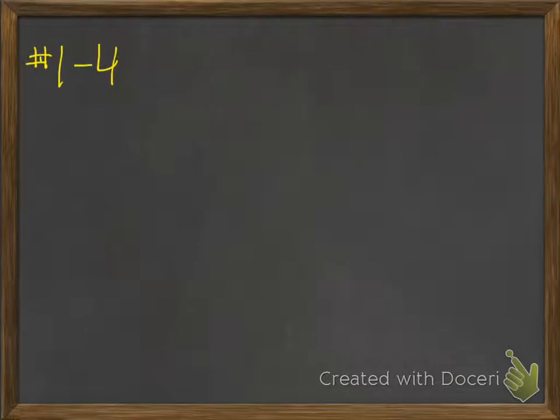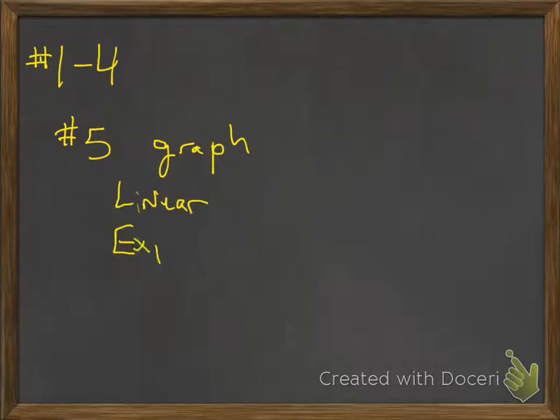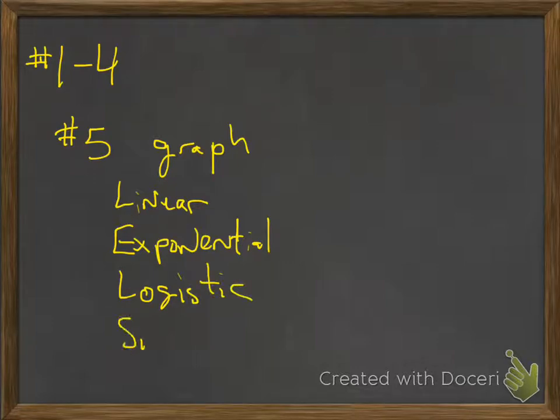Questions number 1 through 4. Okay, number 5, I want y'all to discuss and see if y'all can figure out what you would expect the graph to look like. Maybe even try to graph this if you like. But again, realize what we've studied so far is linear, exponential, logistic, sinusoidal, and I think that's about it. So think about along those lines. See if that helps you.